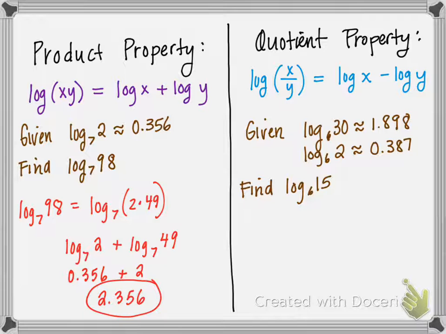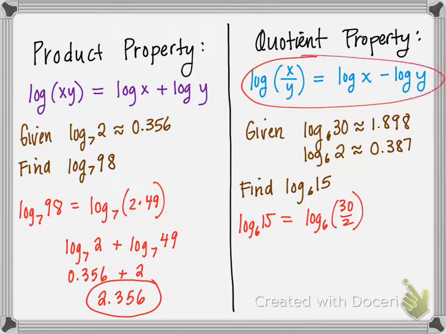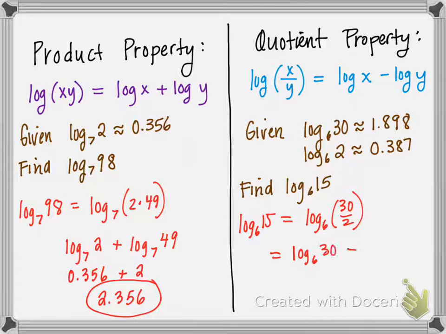So again, how can I rewrite 15 using the two given values, the 30 and the 2? Well, if I take 30 and divide it by 2, it gives me 15. So log base 6 of 15 is the same as log base 6 of 30 divided by 2. So again, all I did was rewrite the 15 as 30 halves. From here, I can use this quotient property. I can rewrite as subtraction. So this is equal to log base 6 of 30 minus log base 6 of 2.